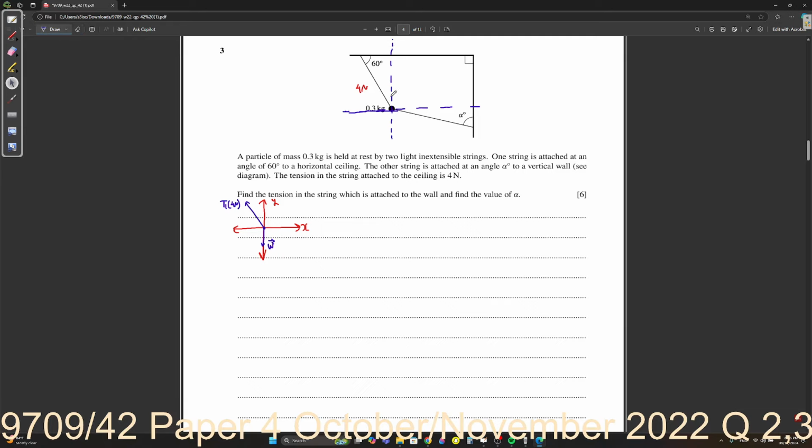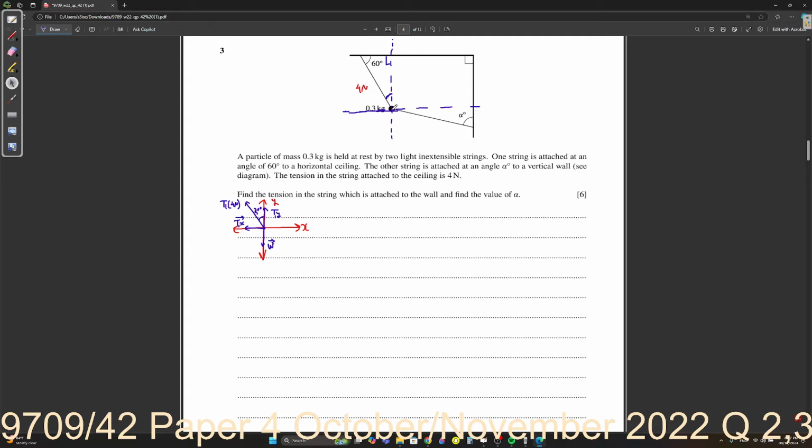Okay. If this is 60 degrees, then this one's obviously 30 because they have to add up to 90, because this is 90 over here. So 90 plus 60, 150. You need to add 30 to make it 180. So we're gonna use this as 30 degrees. Okay. We have Tx and we have Ty. I'm gonna call it T1y and T1x.